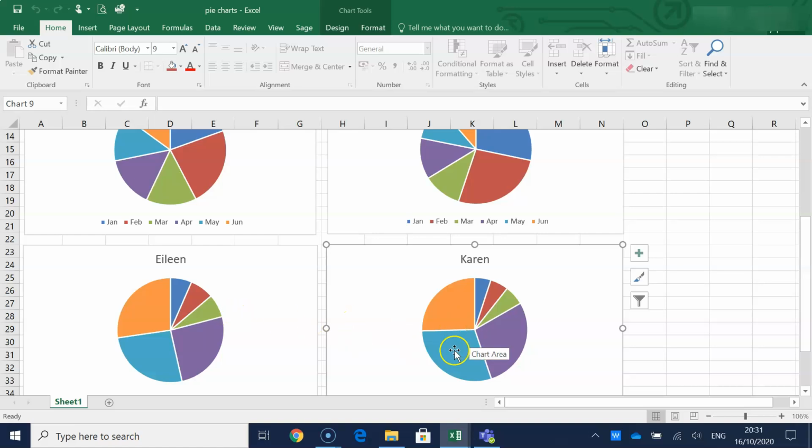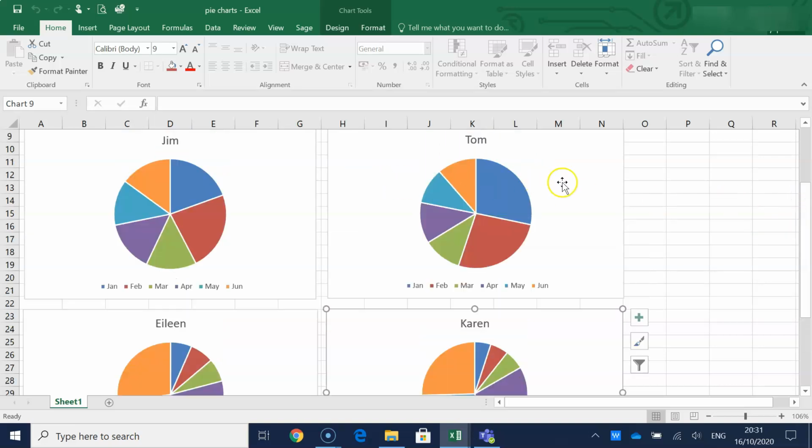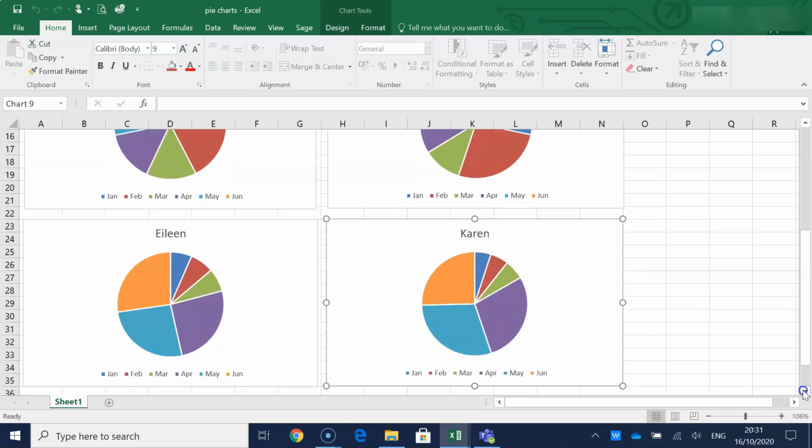So this pie chart allows us to see which months Karen did most of her travelling in and which months were the quietest. The pie chart also calculates the percentage of total made up by each slice of the pie. You can see it there when I hover on it. Separate pie charts could also be created for Jim, Tom, and Eileen.